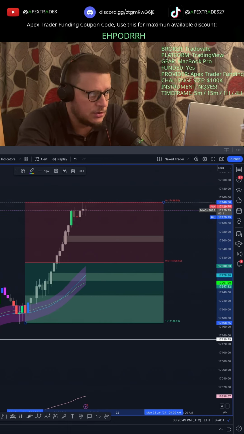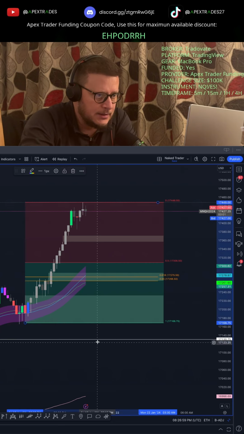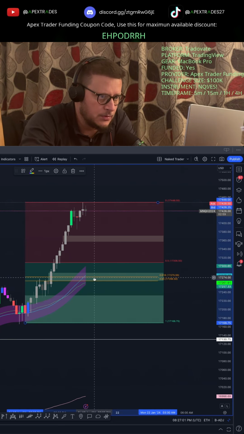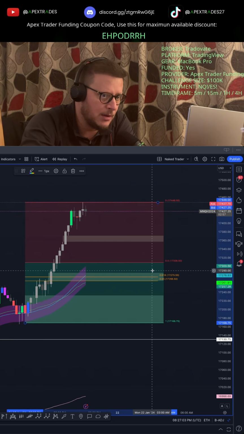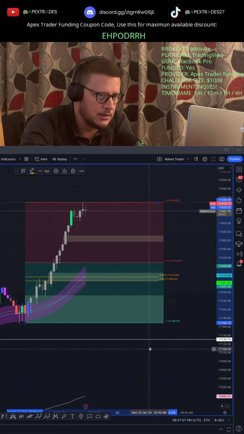Just for additional confluence though, one of the things you can also do is overlay another fib, and there you go. That's nice confluence. We have the 50 EMA, we have the VWAP, we have the fair value gap, all in that fair value area. So check that out.